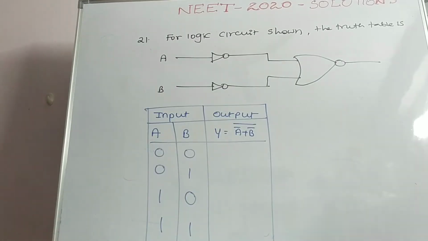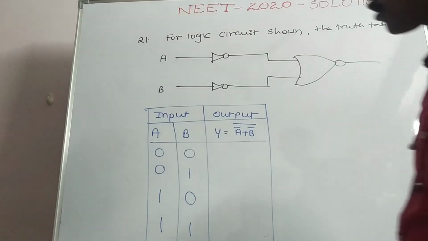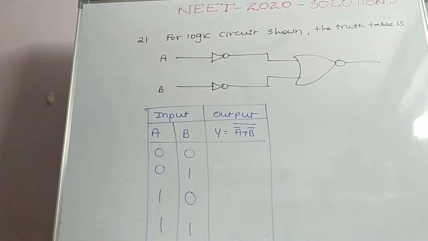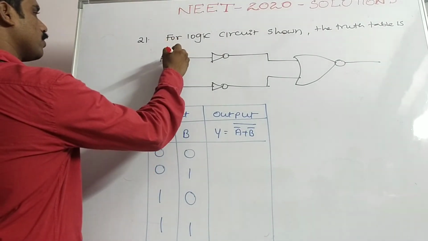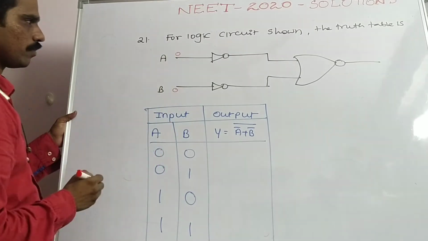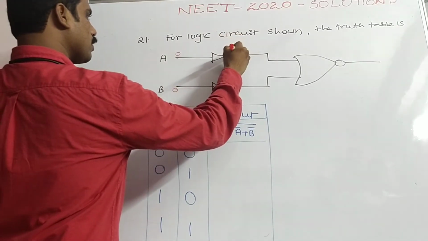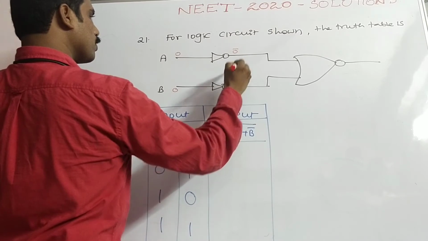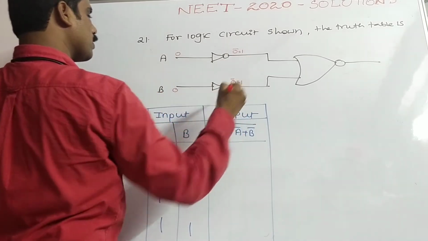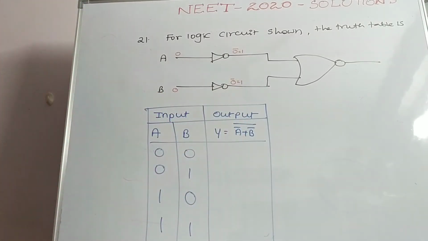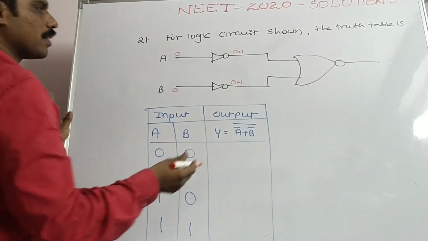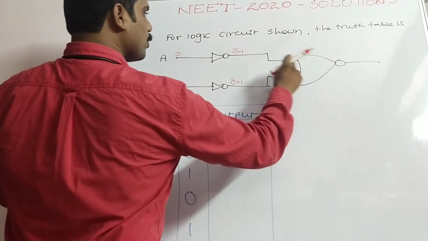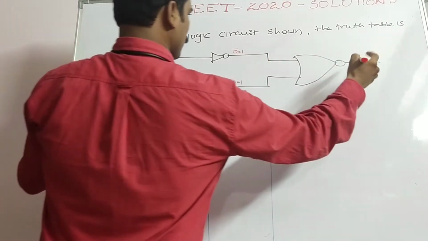Here we are provided with a logic circuit, and we need the truth table. Let us consider first the input 0, 0. Then the output will be 0 bar, which is equal to 1. As it is the OR gate, for this OR gate the inputs will be 1, 1.